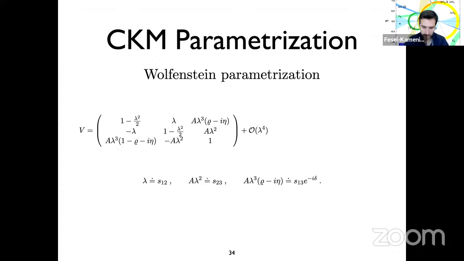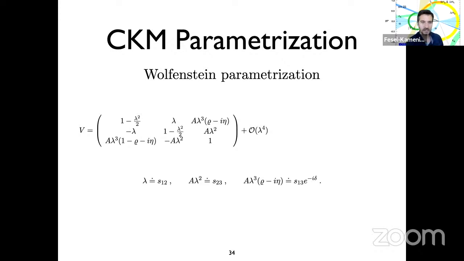So one can do this using these definitions, or reparameterization, of the 3 angles and a phase. One can then exploit the smallness of lambda to do a systematic expansion in lambda. And for example, in this case, I've written out the expansion up to order lambda cubed, which is the leading order at which all the CKM elements are non-vanishing.